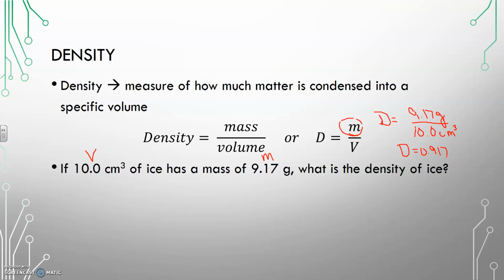Can't forget your units. This one is a little bit strange because it's a combination unit. You don't have anything to cancel out your grams, and you don't have anything to cancel out your centimeters cubed. So your units are grams per centimeter cubed.